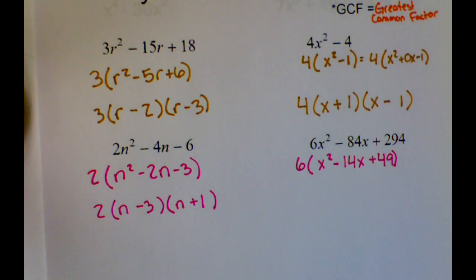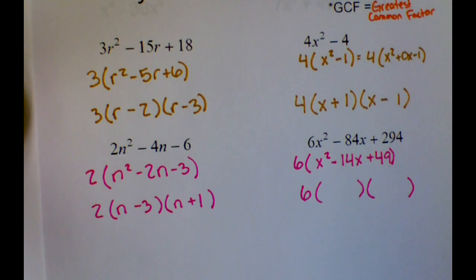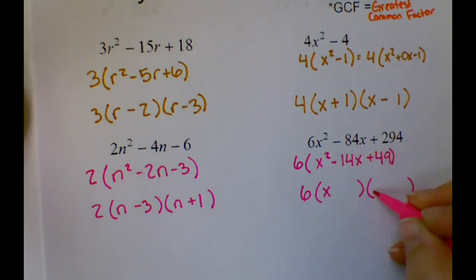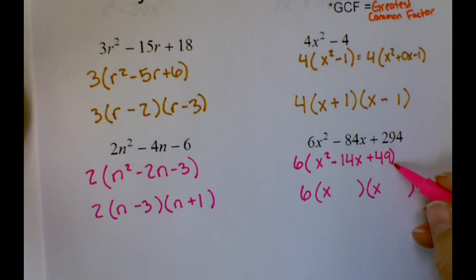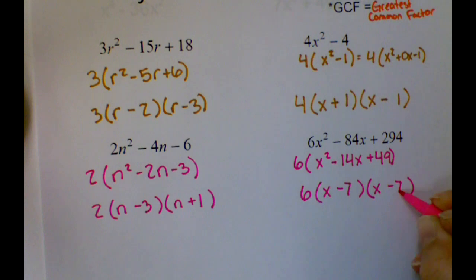All right, now my 6 comes along for the ride. Make my 2 sets of parentheses. The only way to break apart x squared is x and x. Two numbers that multiply to 49 and add to negative 14 are negative 7 and negative 7.